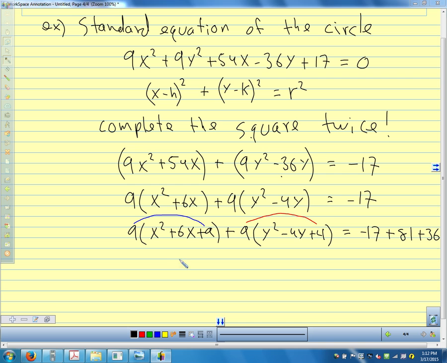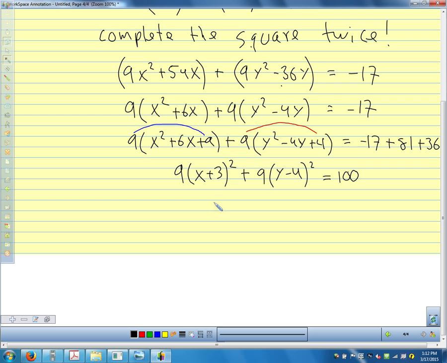All right, now we're close. We get 9 times x plus 3 squared plus 9 times y minus 2 squared. If I add all these together, I get 100. And then to get our standard form, I don't want these 9s in front of the x's and y's, so I get x plus 3 squared plus y minus 2 squared equals 100 ninths. Just divide everything by 9.